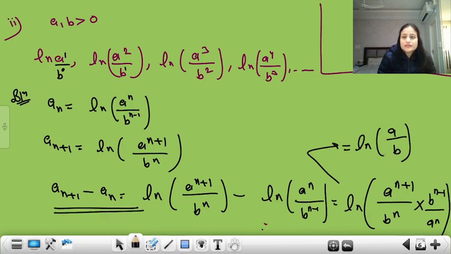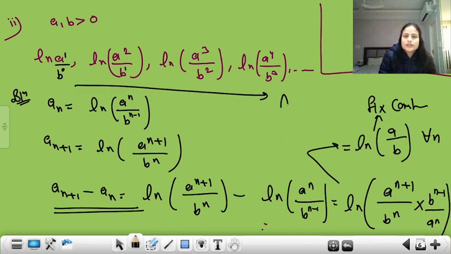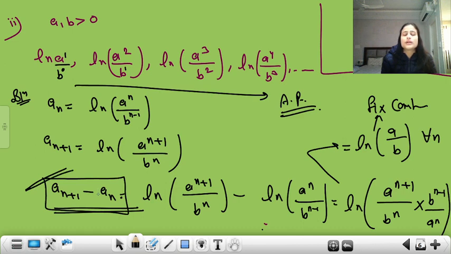So this difference is nothing but this, and it is independent of n. It's not depending on n. It's a fixed constant. I am getting a fixed constant for every value of n. So that's why this sequence is nothing but an arithmetic progression, right? So whenever you have a progression, you can easily check whether that progression defines an arithmetic progression or not by taking this difference. This difference should be a constant for every value of n, right?